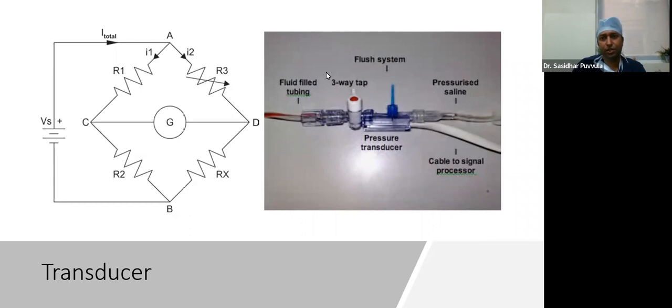So essentially, this pressure transducer converts whatever the arterial waveform or CVP waveform that gets transmitted through this fluid-filled tube. That waveform is transmitted through the pressure transducer, where this mechanical energy is converted to electrical energy based on the Wheatstone bridge principle, and this signal is carried to the monitor, where the monitor does the rest. It calculates the values, it calculates the waveform, and it shows it on the monitor.